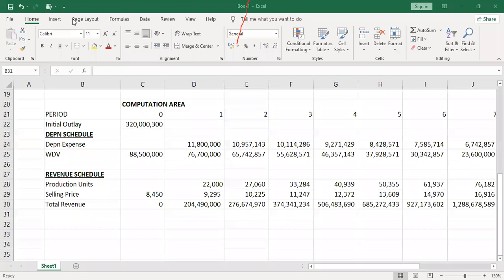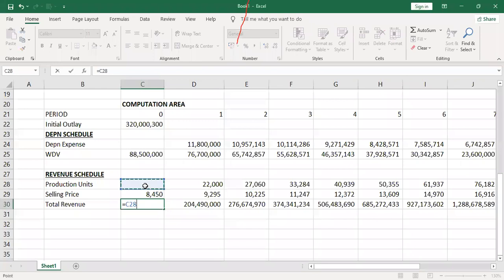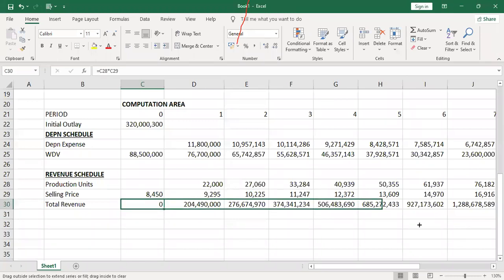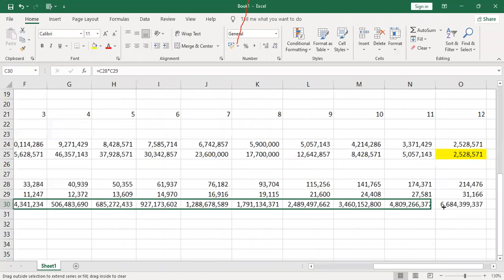So if you know how to bold and change the highlight, I've set the total revenue equal to production units in year 0, which is a blank cell, times the selling price per unit, and then you press enter. Then you click on this value, press the cursor on the autofill icon, and then you do what? You drag.